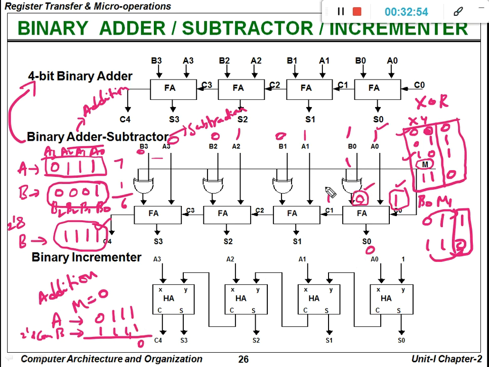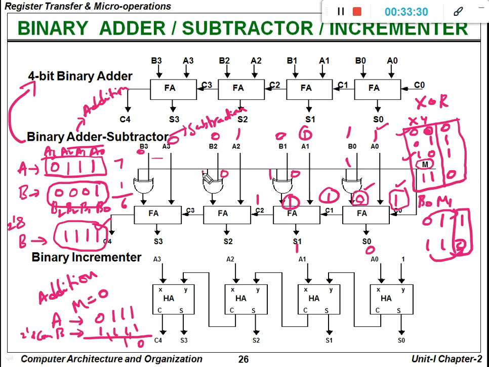Next, coming to this B1 value 0, M value 1. So 0, 1, the exclusive OR is 1. So what values should we add now? 1 plus 1 plus 1. 3 ones is 1, 1.